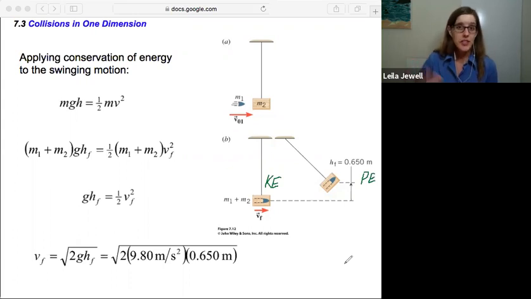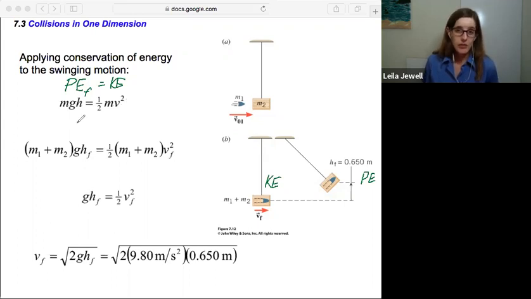And because it says air resistance can be neglected, which is very reasonable for a block that's swinging not all that far, then we can set the initial kinetic energy equal to the final potential energy. And that's exactly what this equation here is showing. It's showing the potential energy final is equal to our kinetic energy after the collision. So mgh for our potential energy is equal to 1/2 mv squared.